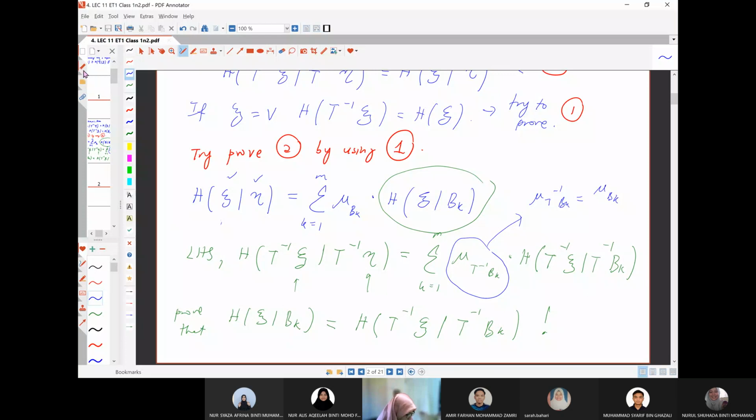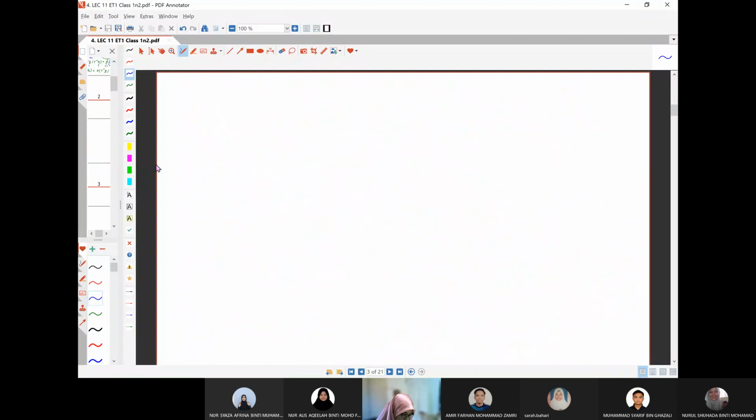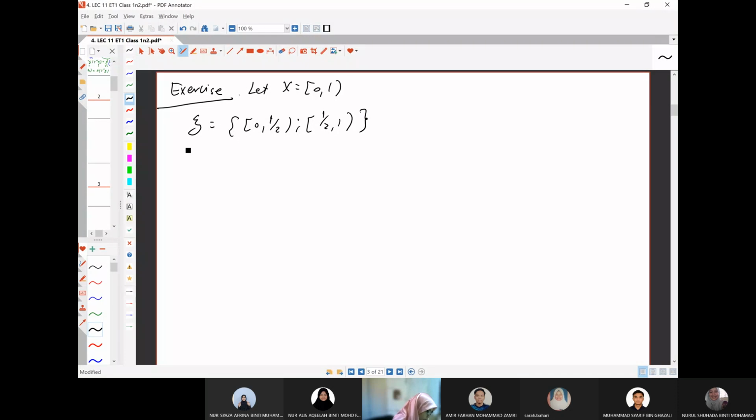Okay, let's try to do an exercise for more understanding. Again, let X be the set [0,1]. I have a partition psi that has two elements, 0 to 1/2 and 1/2 to 1. And then I have a second partition eta that has 4 elements: 0 to 1/4, 1/4 to 1/2, 1/2 to 3/4, and 3/4 to 1.